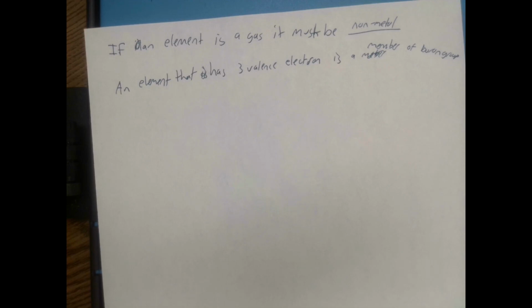Why are potassium and sodium so similar? They're in the same group and have the same number of valence electrons.